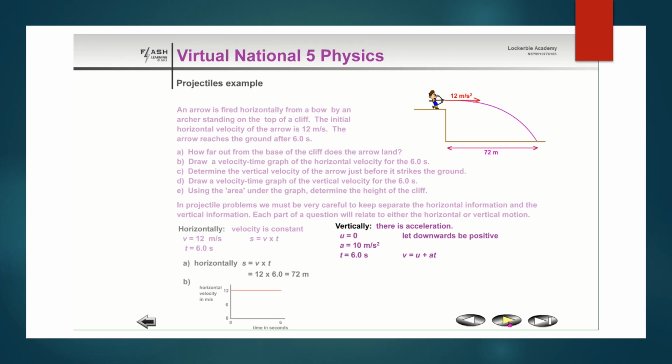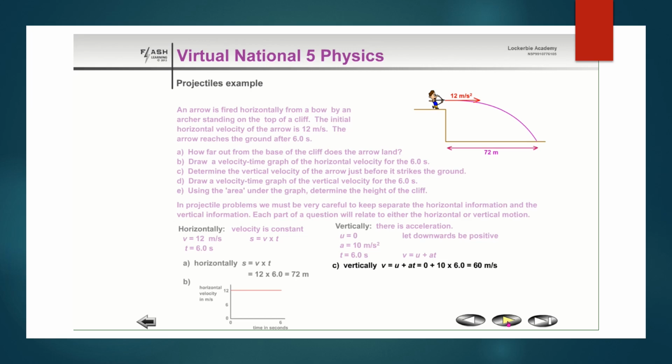Although horizontally the arrow is travelling at 12 meters per second, vertically there is no initial vertical velocity, so u will be 0. That gives us a simplified equation of v equals u plus at, or 0 plus 9.8 times 6, which is approximately 60 meters per second.